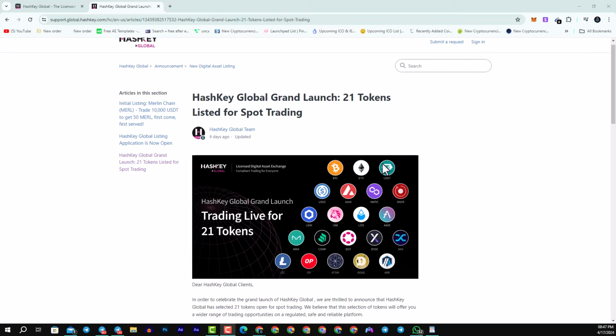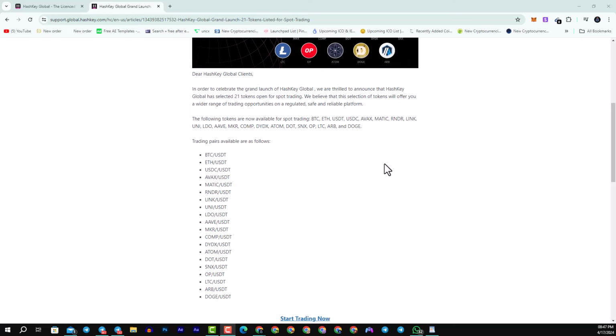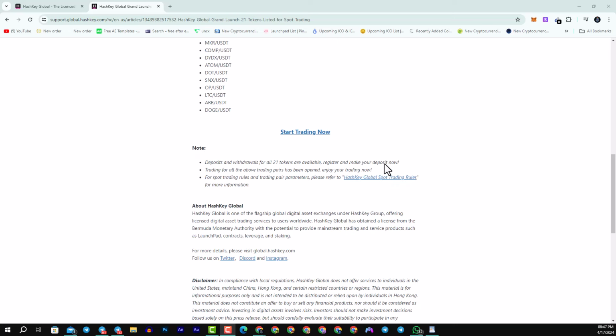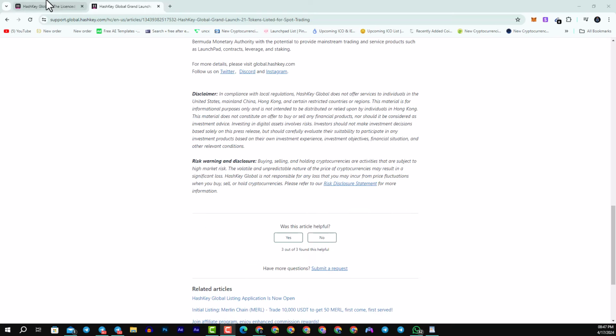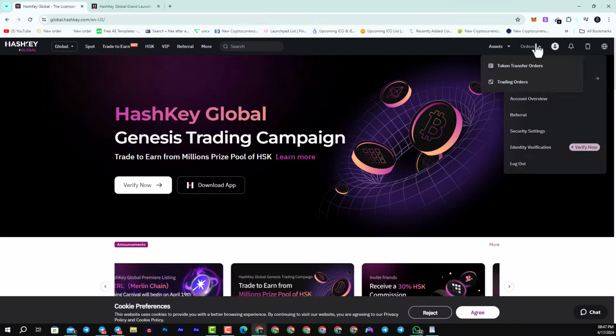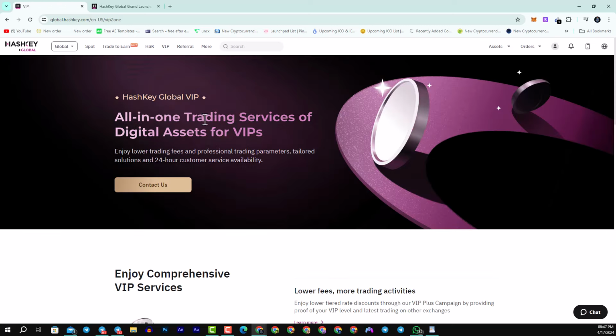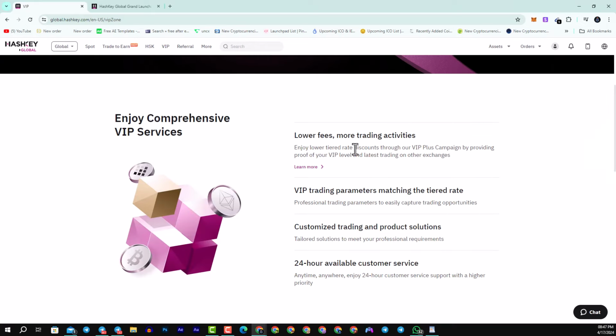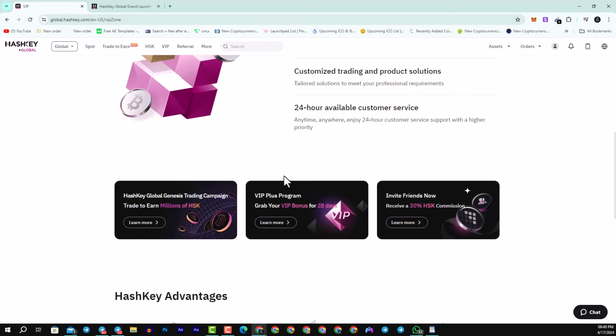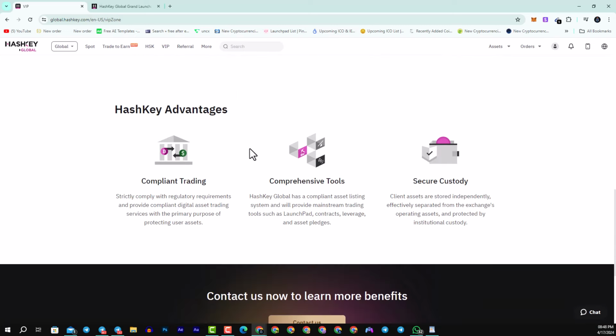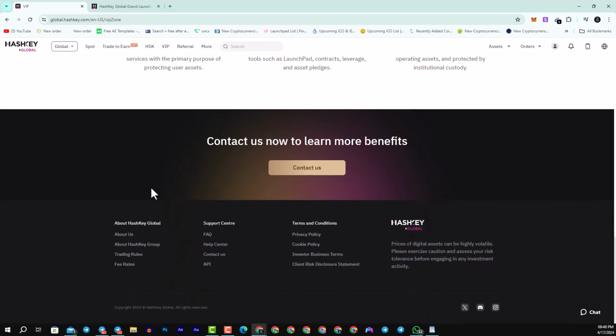We have here Bitcoin, Ethereum, USDT, all the famous coins available in trading pairs, and here you have a disclaimer. You can see here your dashboard, your orders, your assets, custody account and trading account. You have the VIP area, an all-in-one trading service of digital assets for VIPs: lower fees, more trading activity, VIP trading parameters matching the tiered rate, and 24-hour customer service. Here we have the advantages of HashKey: compliant trading, comprehensive tools and secure custody.